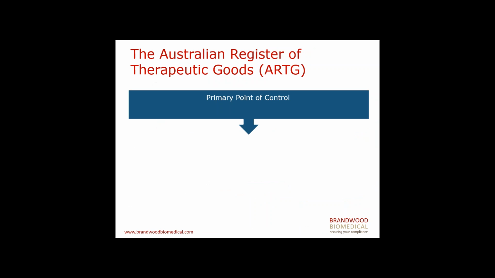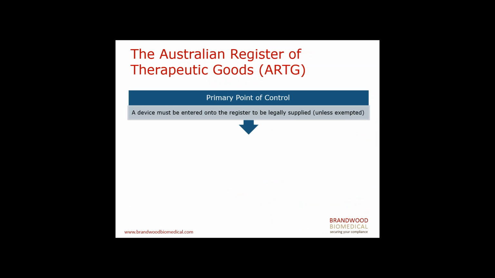Okay, so the Australian Register of Therapeutic Goods, this is a public database. It contains all of the devices that are approved for supply in Australia, and many of you will be familiar with this, ARTG. As is mentioned there, it's the primary point of control, and it's a legal requirement that a device must be entered on the register before it can be legally supplied, unless, of course, there's an exemption rule applied to it.